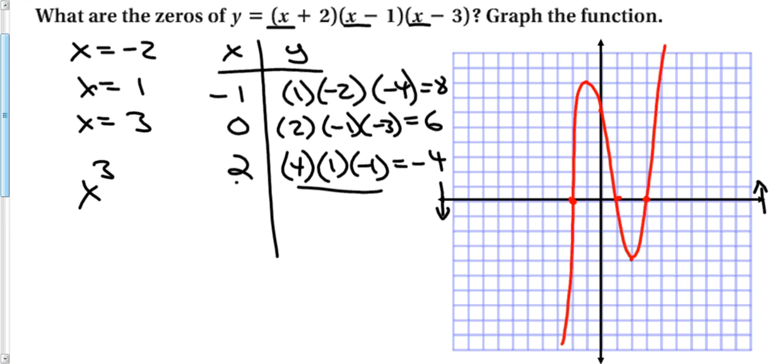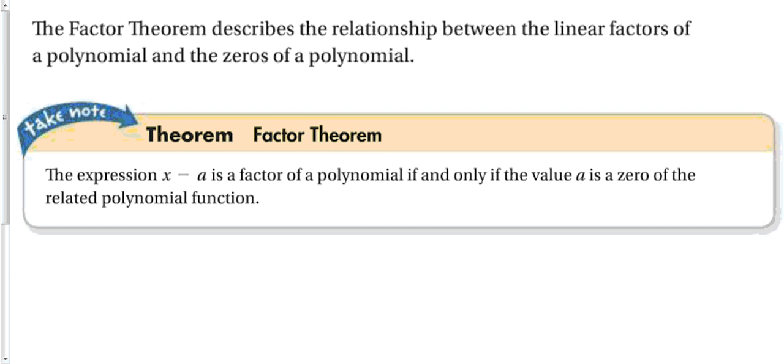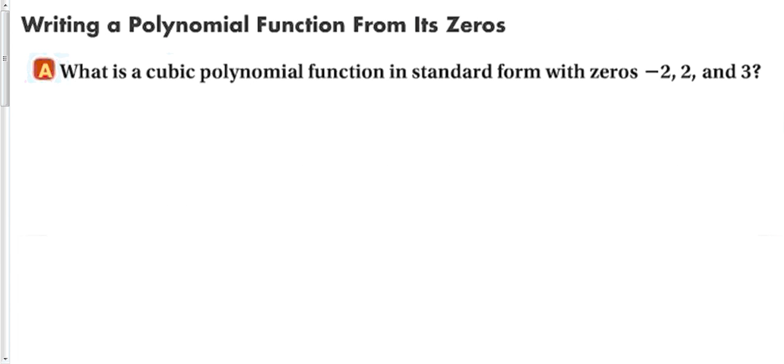So let's talk next about the factor theorem. The factor theorem describes the relationship between the linear factors of a polynomial and the zeros of a polynomial. It says the expression x minus a is a factor of a polynomial if and only if the value a is a zero of the related polynomial function, which should make sense. Because if I have this as a factor, if I set it equal to 0, it would be a 0. So that is useful because now if I have factors, I can get zeros. And from the other way, if I know the zeros, I can write the factors.